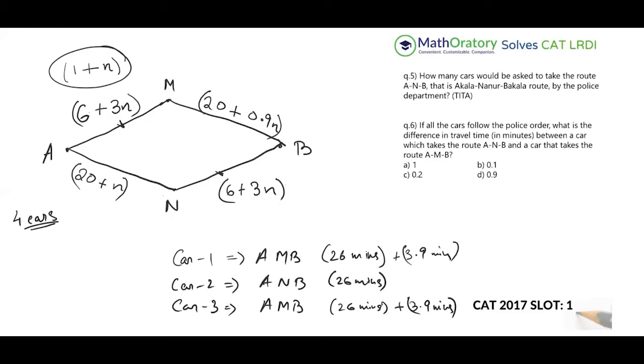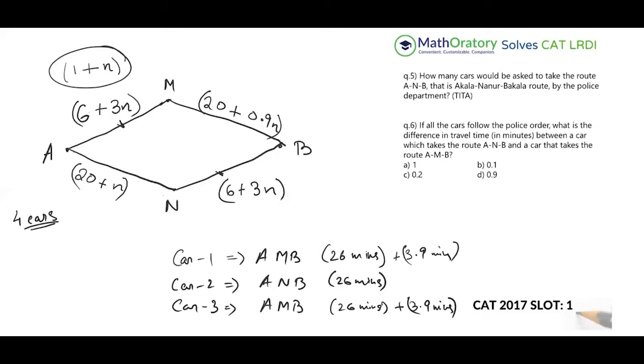Now, the fourth car. Now, this is pretty obvious. The fourth car must be taking A and B, right? Because if we send this car 4 via A and B, in that case, car 4, car 3, and car 1, each will be, even in car one's case, 3.9 minutes will add. In this case, 3.9 minutes will add. So in each case, we'll have an additional 3.9 minutes. So that will be an overload, right? I hope you understood that.